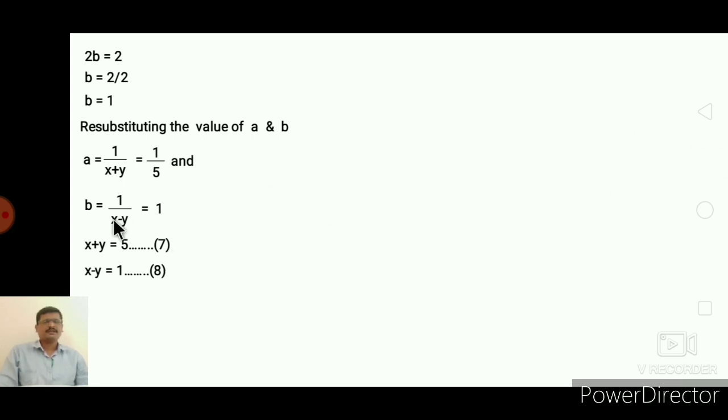Next equation, here cross multiplication takes place. Therefore, the equation is x minus y is equal to 1, equation 8. Solve again these two simultaneous equations by elimination method. In the elimination method, first check the coefficient of each variable.